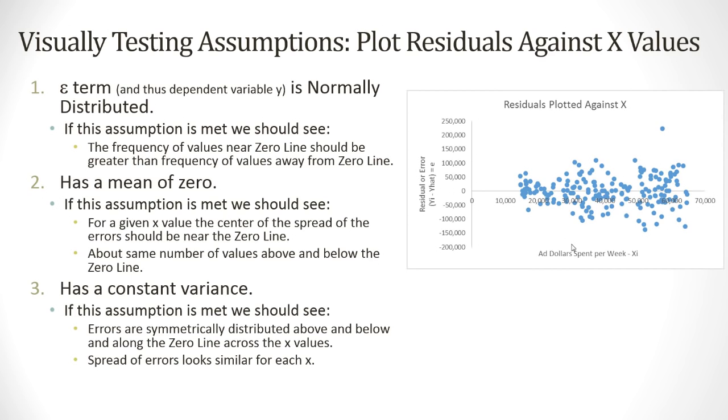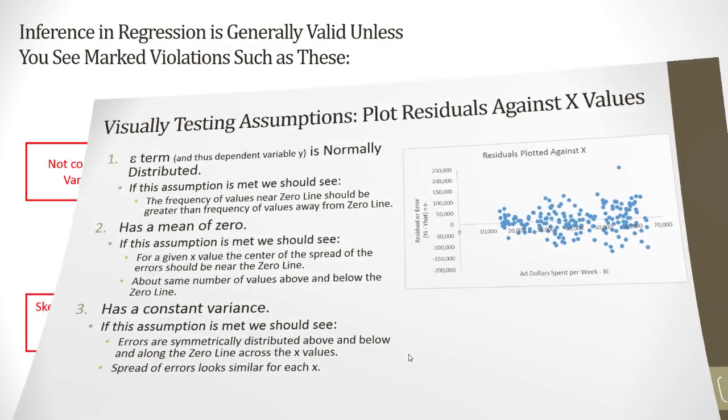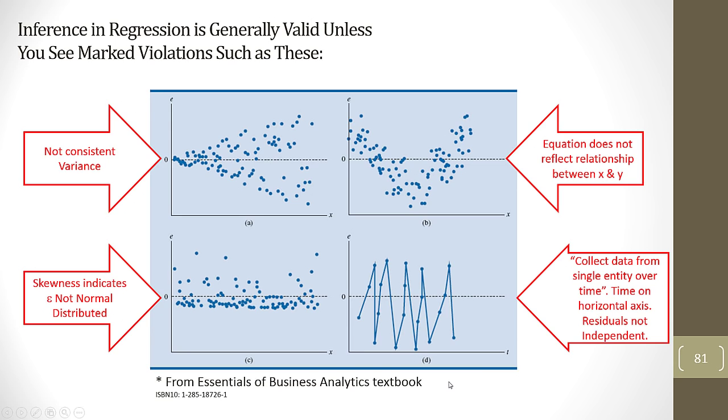Now, the question, of course, comes up: what does a plot look like where we would violate these assumptions and not be able to move forward with inference? Let's go to slide 81. This is straight from our textbook. This is a great picture.